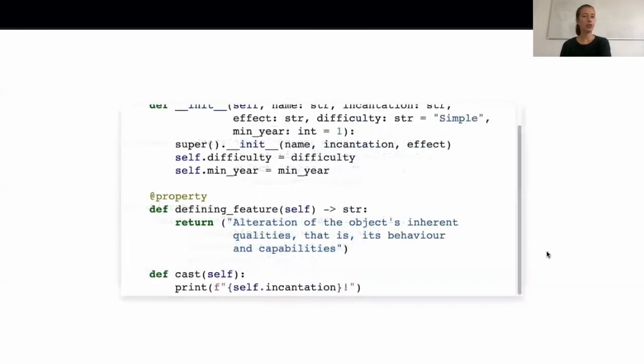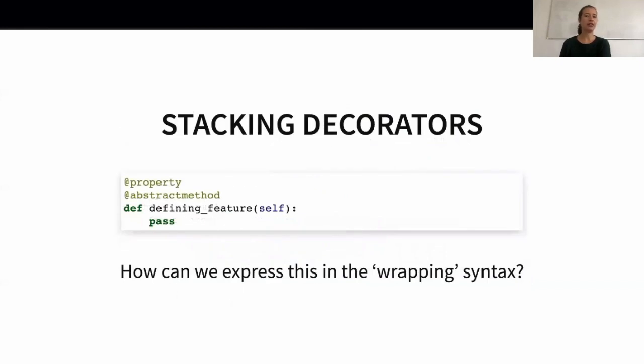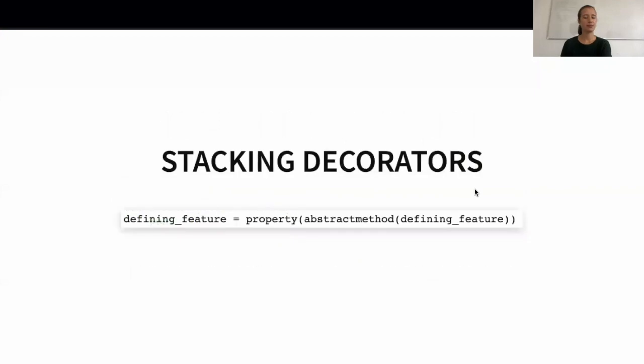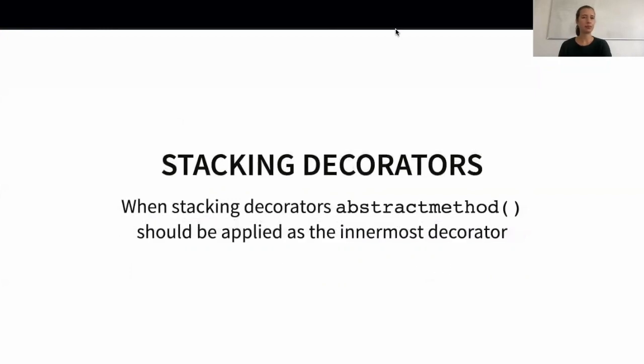You might notice another new thing in the code of Spell, namely that we stacked two decorators, in this case, the property decorator and the abstractmethod decorator. When stacking decorators, it's important to know that they are applied from bottom to top. So how do you think we could express these two stacked decorators in the wrapping syntax? Stacking these two decorators is equivalent to first calling abstractmethod on defining_feature and then putting that result into the property function. But in which place should abstractmethod go when combining it with these other decorators? According to the Python docs, abstractmethod, when used in combination with other decorators, should be applied as the innermost decorator. So keep that in mind when stacking multiple decorators.